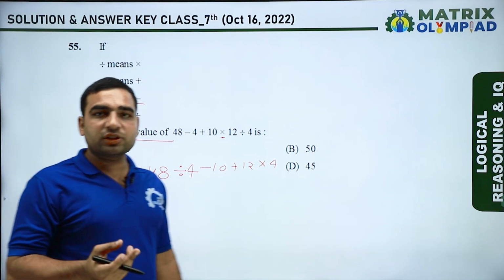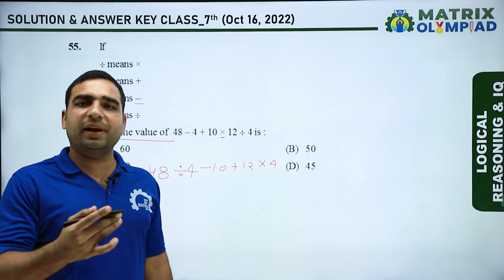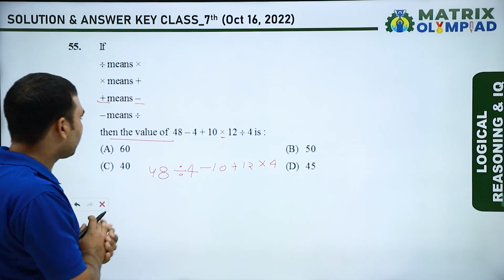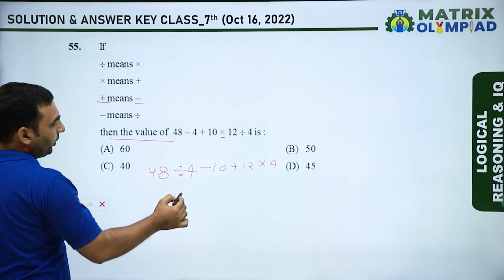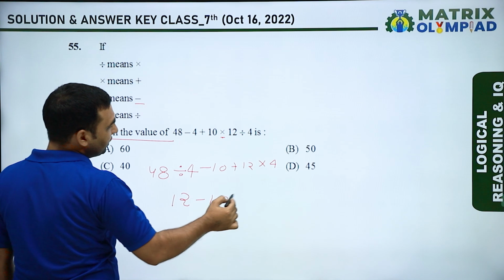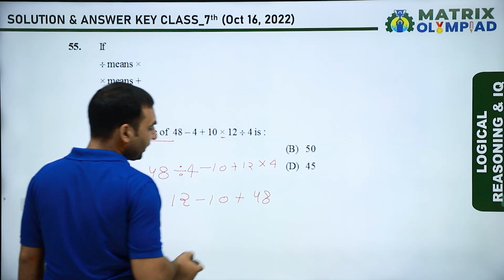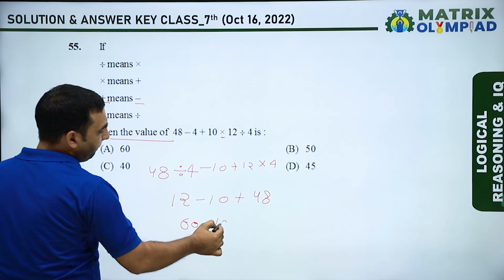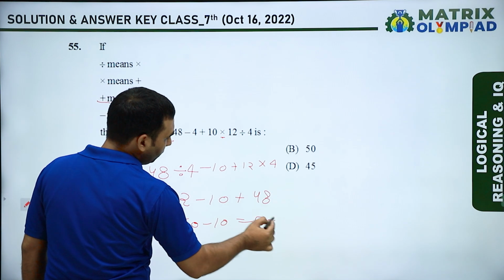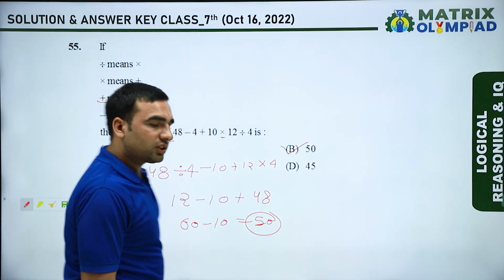If we follow the BODMAS rules, first we solve division, then multiplication, then addition and subtraction. If we divide 48 by 4, we get 12. Minus 10 plus 4 into 12, 48. 48 plus 12 is equal to 60, minus 10 is equal to 50. That is our answer. Option B is the correct answer.